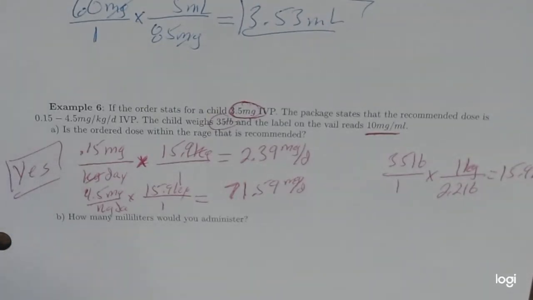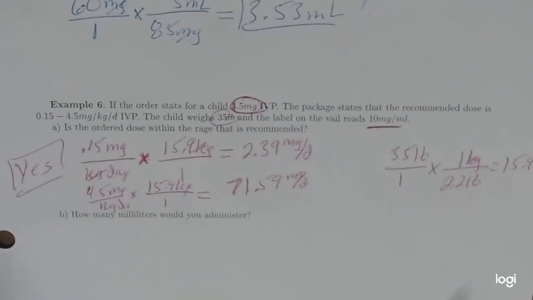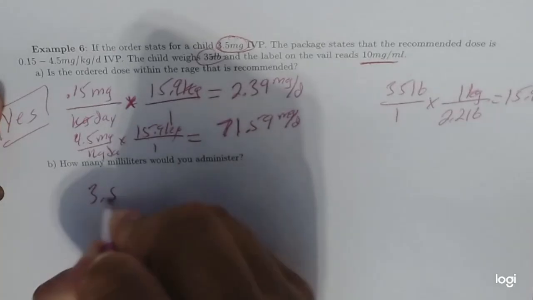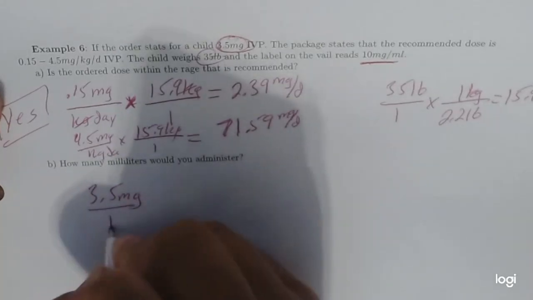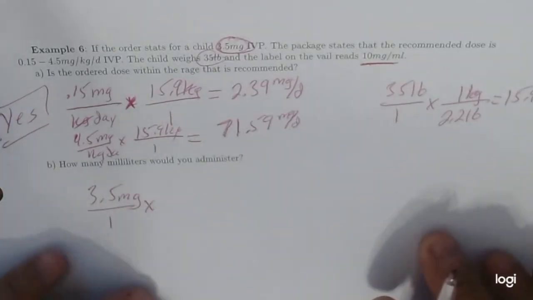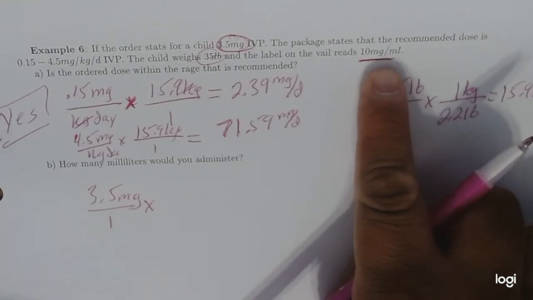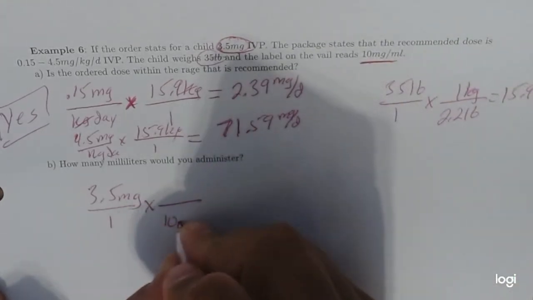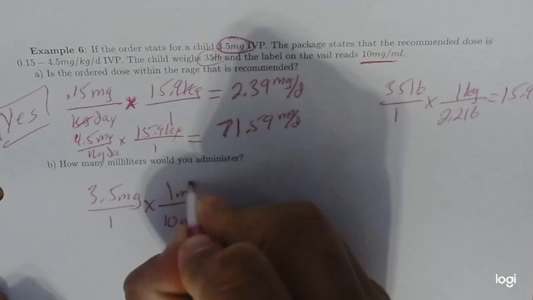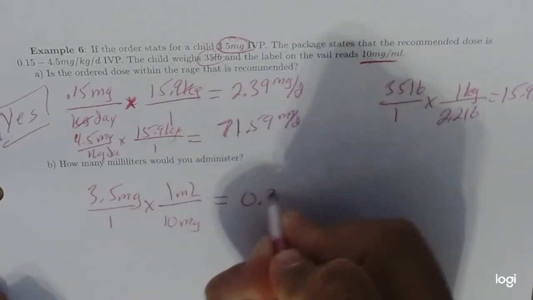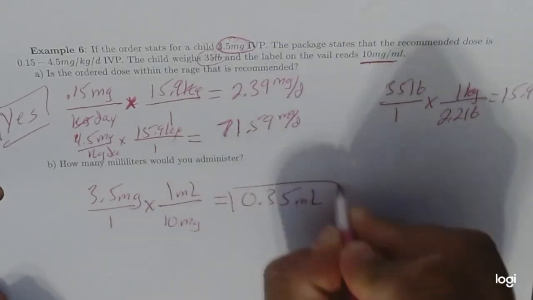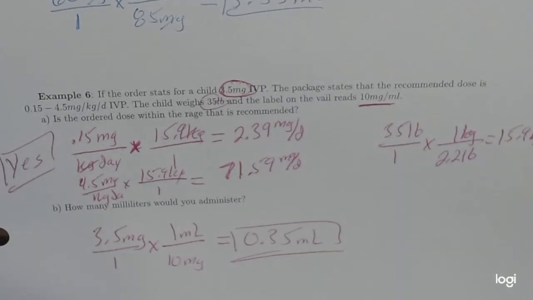And then lastly, part B: how many milliliters would you administer? Since the order is 3.5 milligrams, and we know the strength of the vial says there's 10 for every 1, this gives you about 0.35 milliliters. There we go, and that's it for this chapter. Very, very short chapter itself.